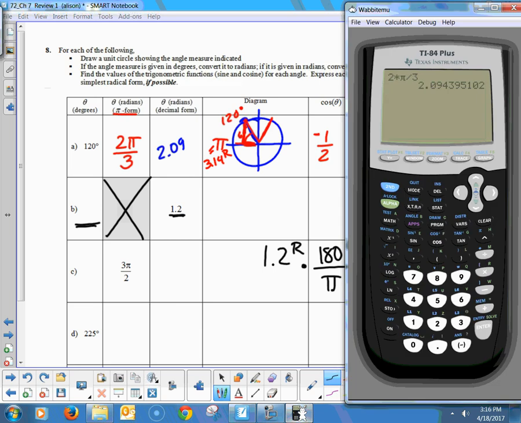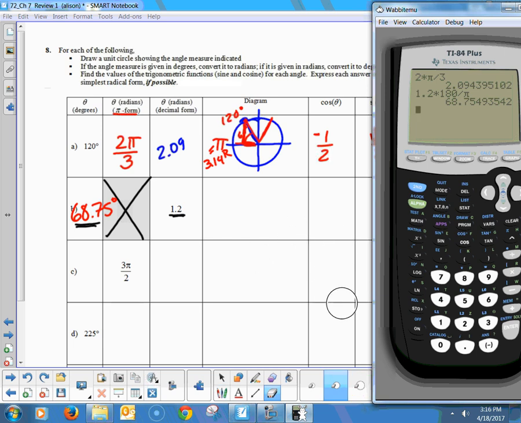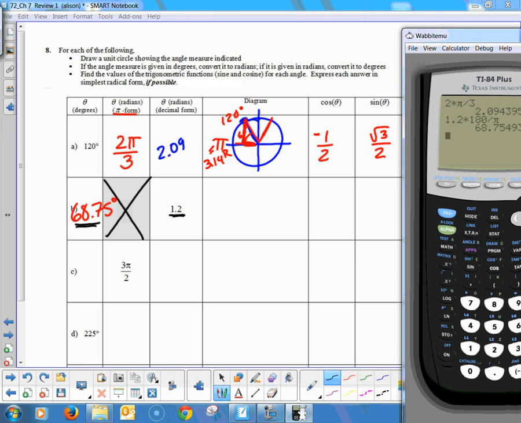I'm going to grab a calculator. So it's 1.2 times 180 divided by pi. And enter. 68.75 degrees. It's just not pretty. 68.75 degrees. And let's see, 68.75 is not special. I can draw a circle or put it on the circle. It's somewhere like here-ish there.